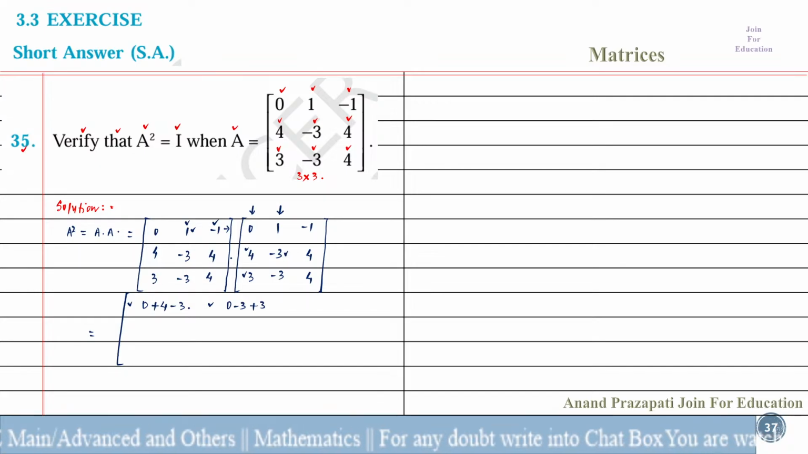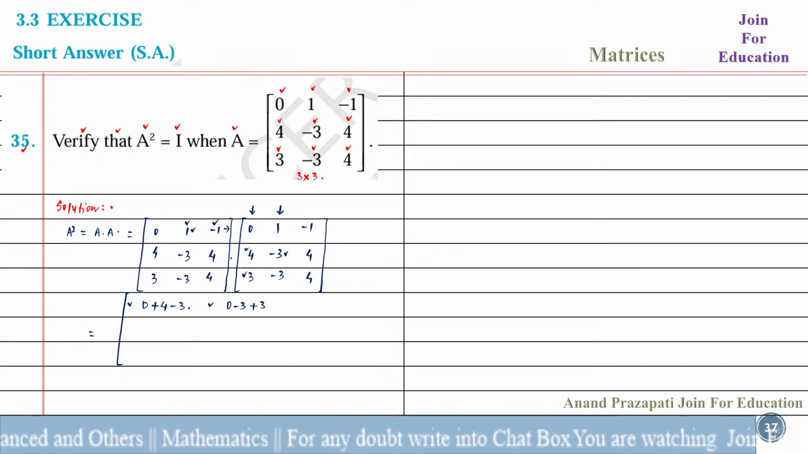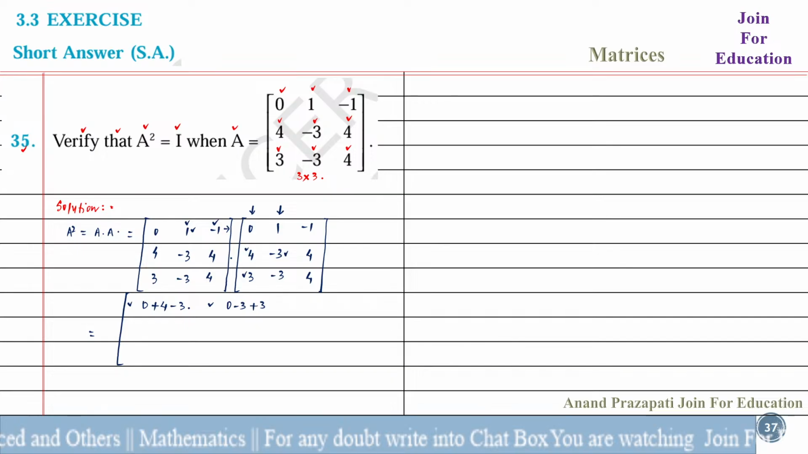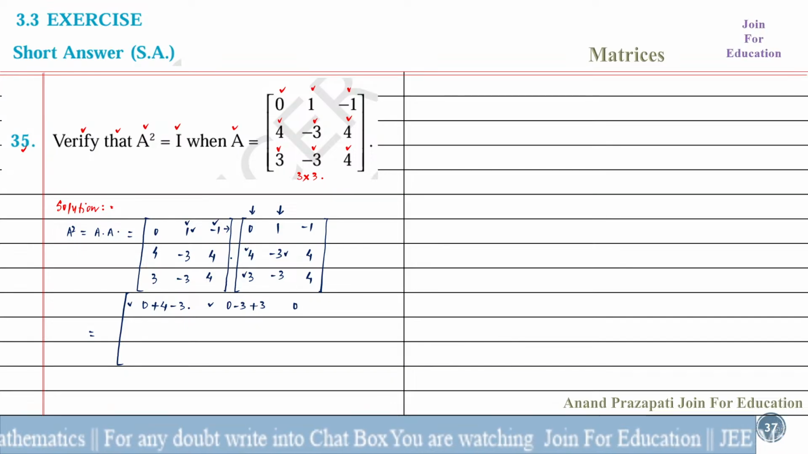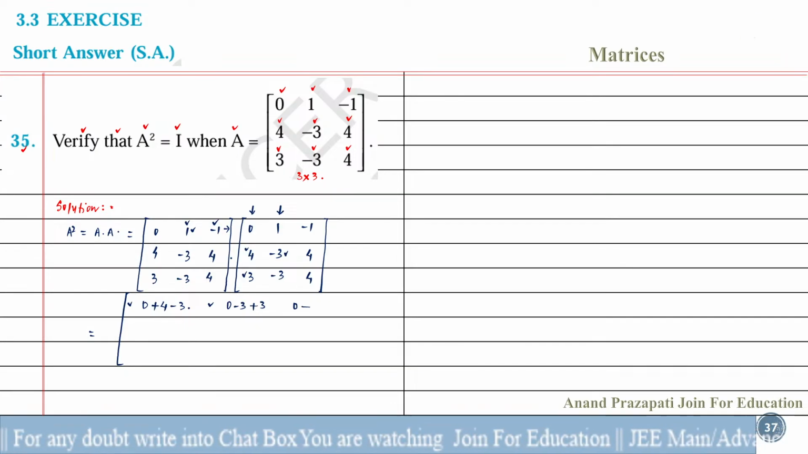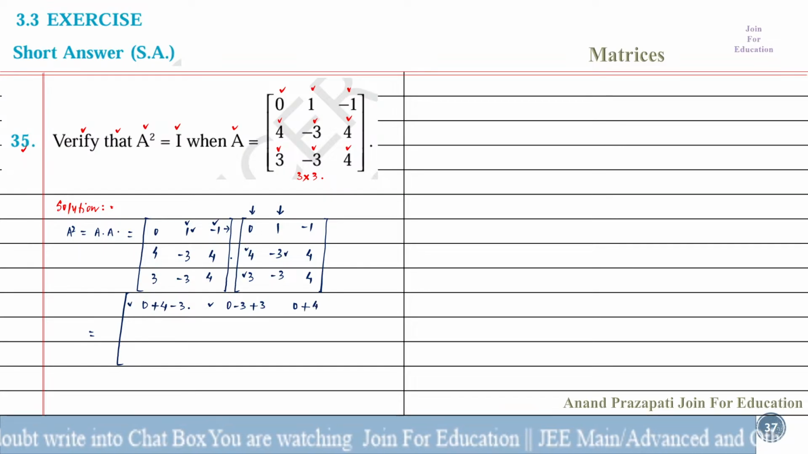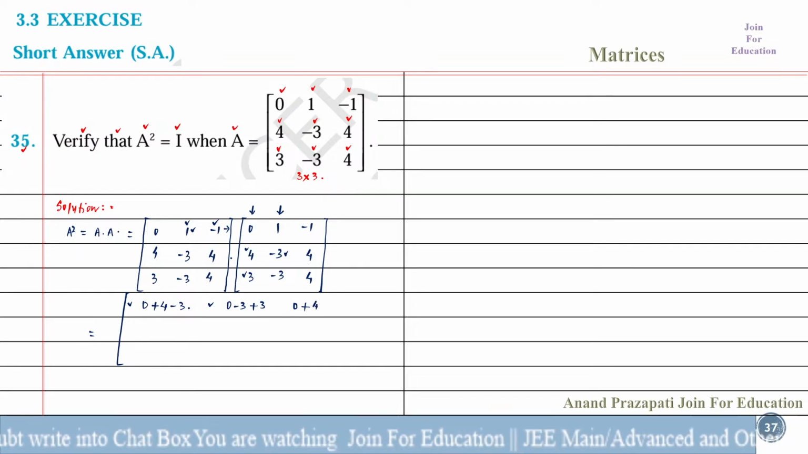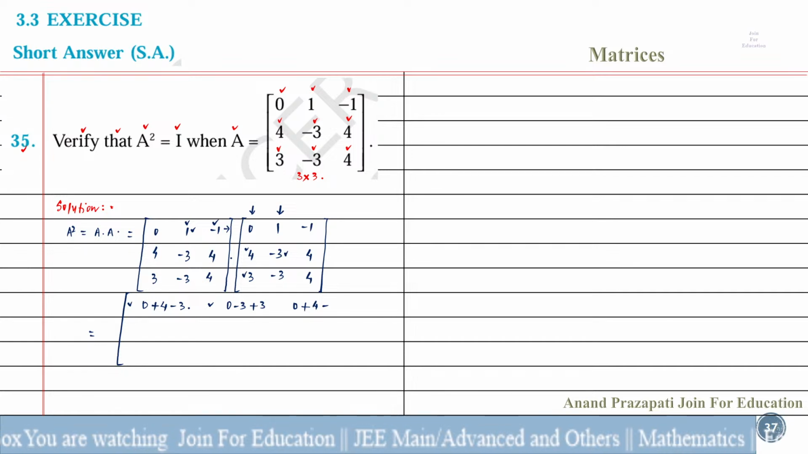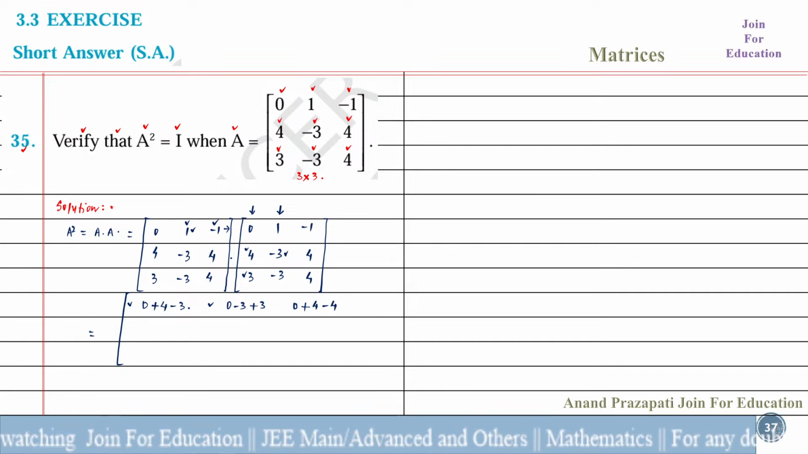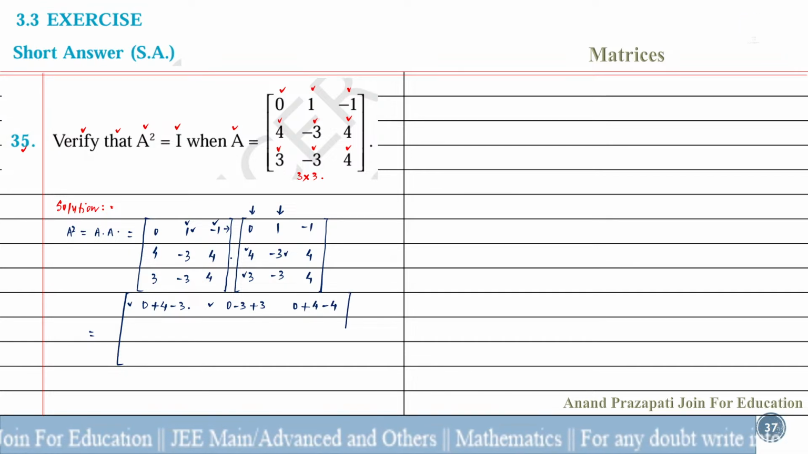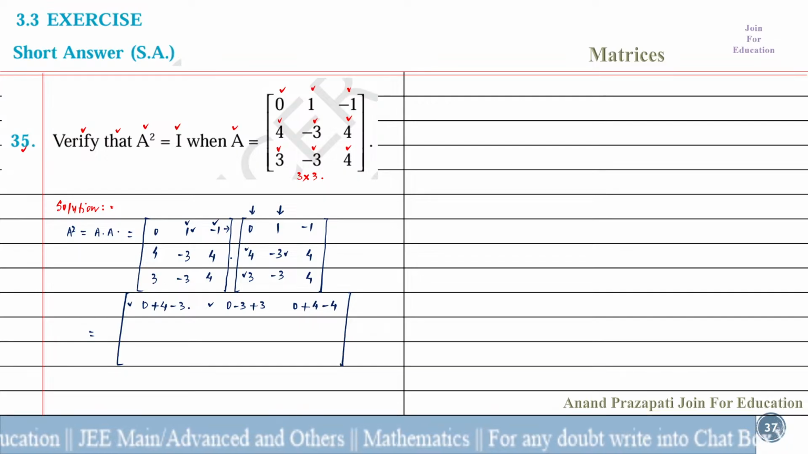Similarly, for the third element of the first row, 0 into minus 1 equal to 0, 1 into 4 equal to 4, and minus 1 into 4 equal to minus 4. Observe, there is no problem to understand up to this step.